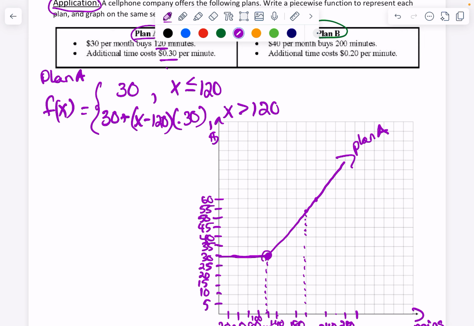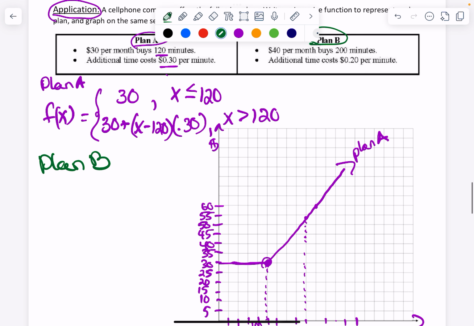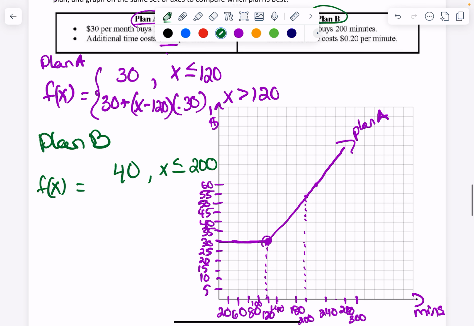Now we're going to need to look at plan B and see what that looks like. So plan B, $40 per month buys 200 minutes. So the same thing, $40, x is less than or equal to 200, right? So $40, 200 is right here, and 40 is here. That is included, so that's going to go to the right like this.